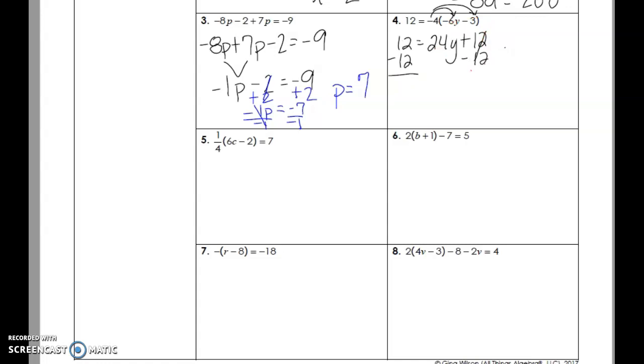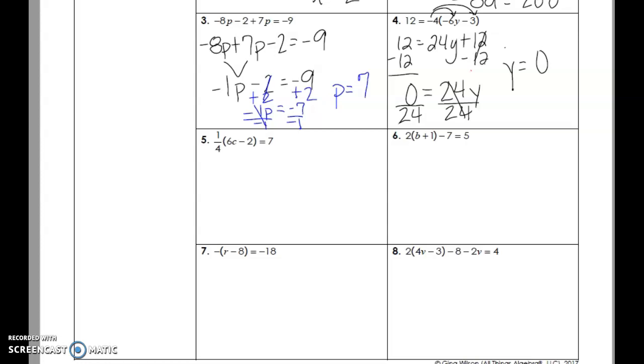When I subtract 12 minus 12 is 0 equals 24 times y. The opposite of multiplying by 24 is to divide by 24. We divide 0 by 24 and y equals 0. Let's look at number 5.